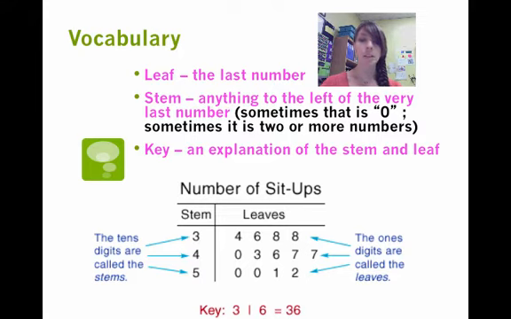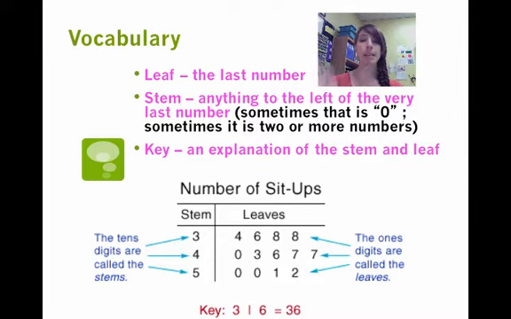The leaf is the last number in your full number. So if it's 29, the leaf would be the 9. If it's 459, the leaf would be the 9. If it's 2.25, the leaf would be the 5. The leaf is the last number.